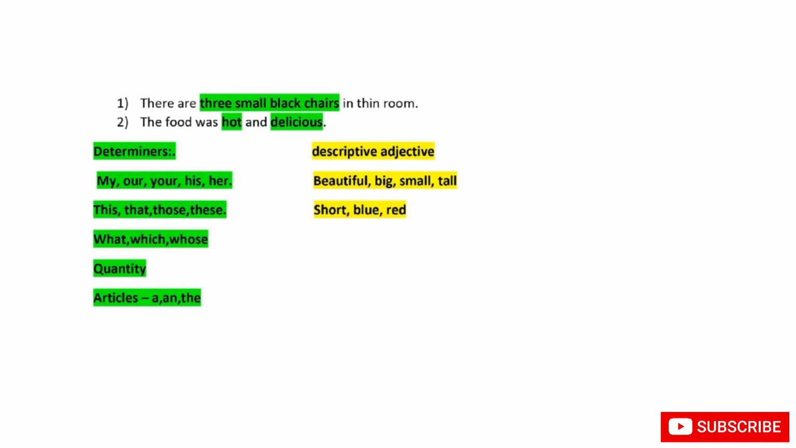What do I mean by order of adjectives? Well, in English, when you have more than one adjective describing a noun, there's usually a fixed order in which to put those adjectives. And the mistake that students often make is that they sometimes put adjectives in the wrong order. Let's take an example.